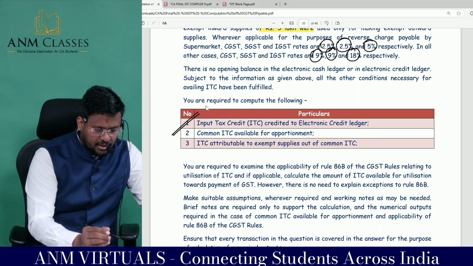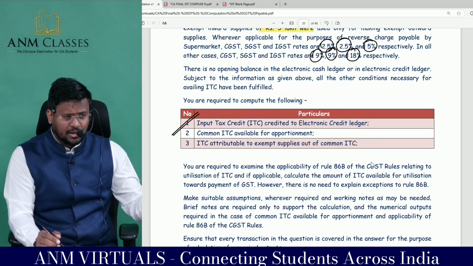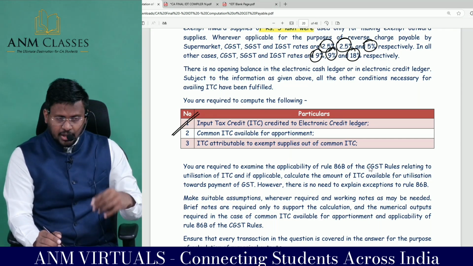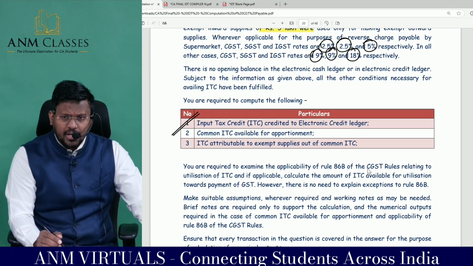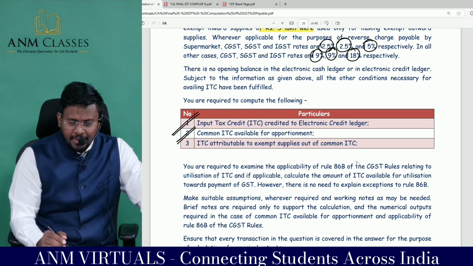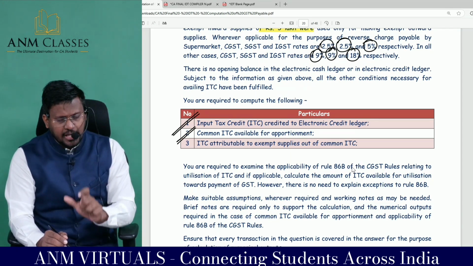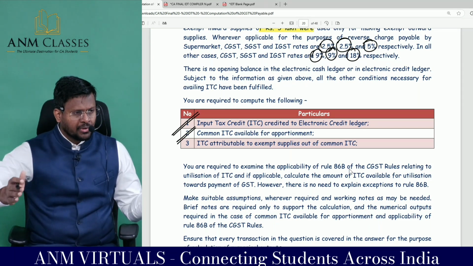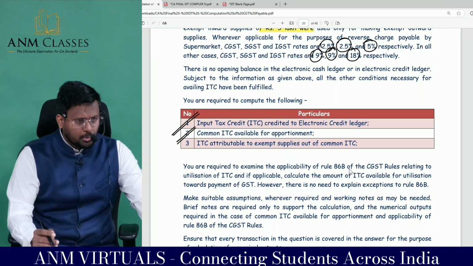ITC credited to the electronic credit ledger. What is the amount going to be credited to the electronic credit ledger? So you have to take all the eligible ITC, including common credit. So that will be the amount going to be credited to the electronic credit ledger. Common ITC available for apportionment. From that, basically you have to reduce T4. If you reduce T4, you will get the C2 common credit. That has to be apportioned into two categories. Number one, the ITC attributable to exempted supply and the ITC attributable to taxable supply.